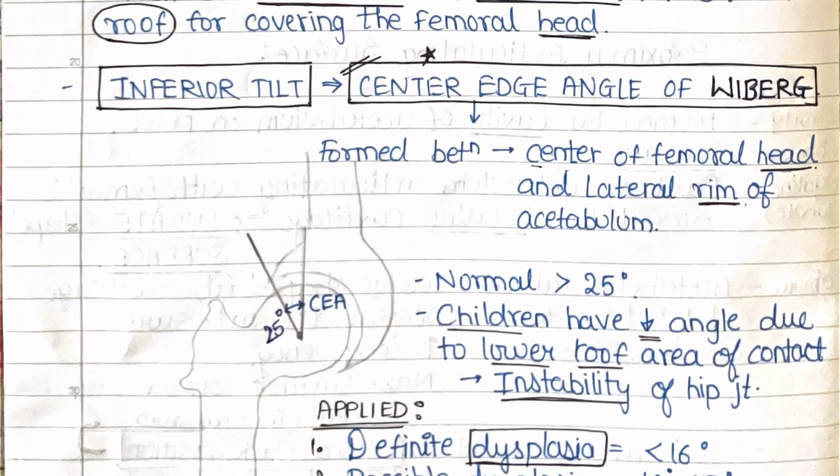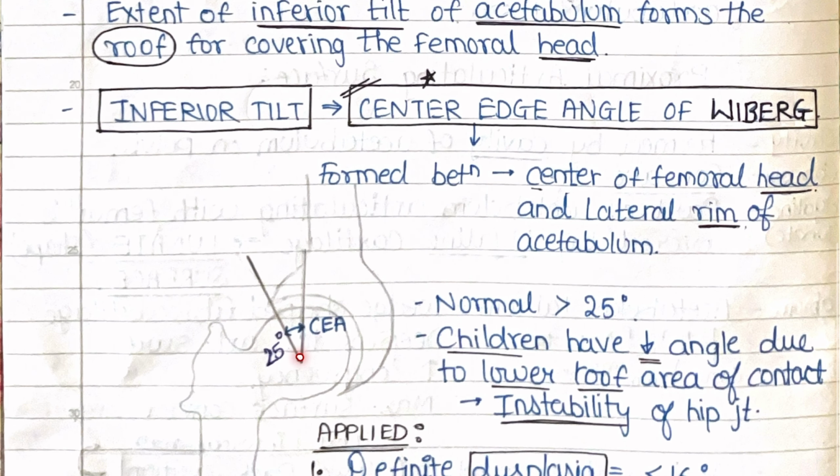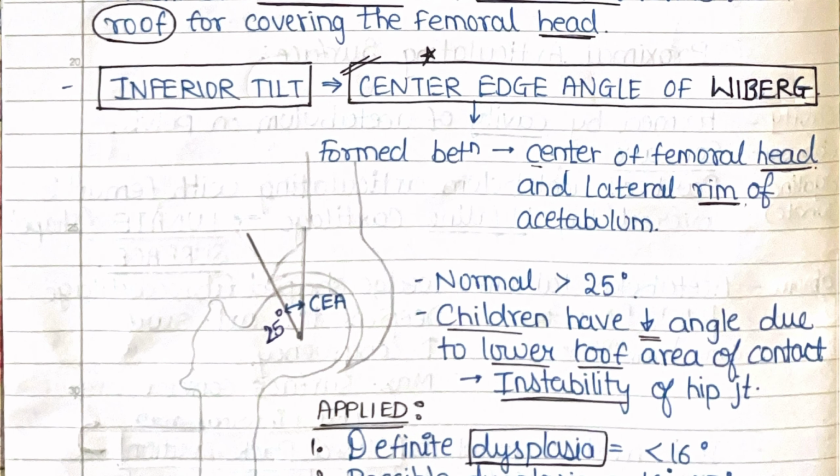So it is formed between the center of the femoral head. As you can see here in this diagram, this is the center of the femoral head, this is the head of the femur, and the lateral rim of the acetabulum. So the rim which covers the femoral head laterally is the lateral rim. This lateral rim ends here, so this line and this line. The angle which is created here is known as the center edge angle or the angle of Wiberg. CEA means center edge angle. It should normally be more than 25 degrees.